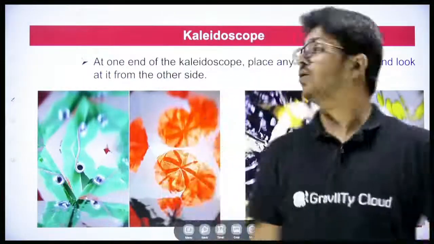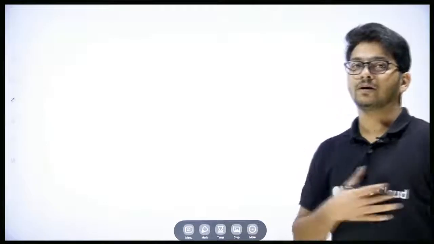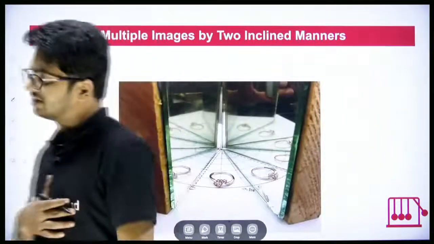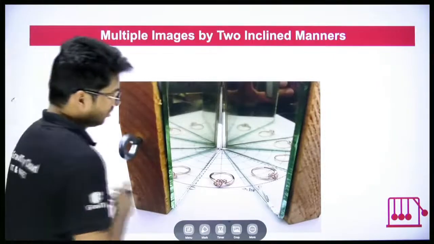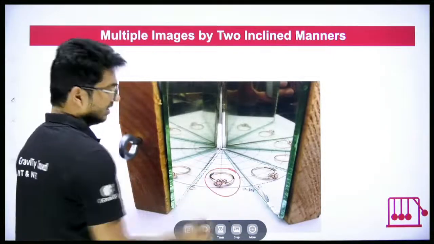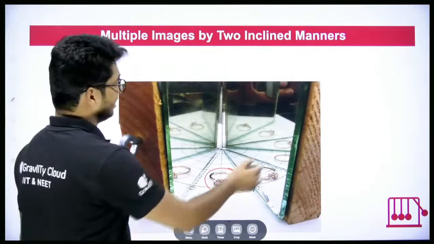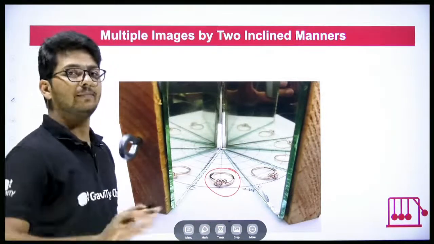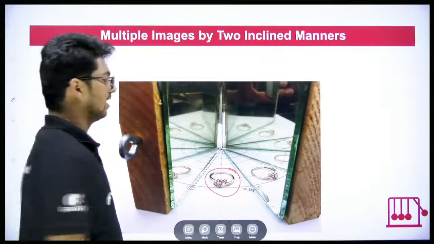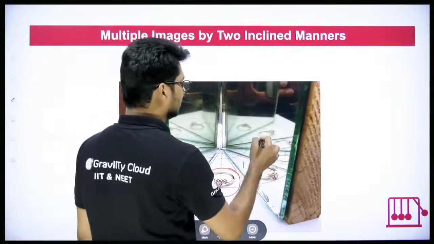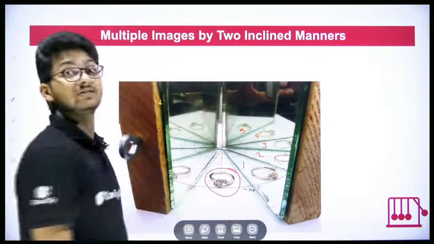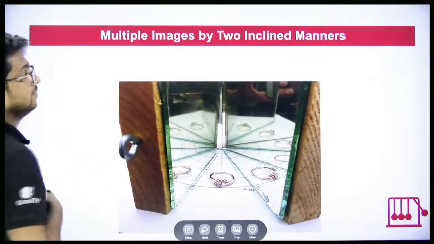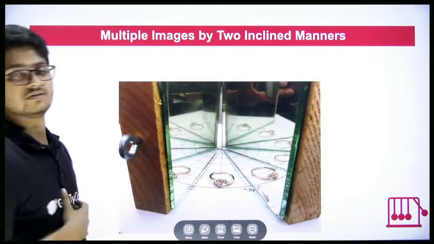Now there is one more topic. That is multiple images by 2 mirrors. Look at this. We have one ring. And how many images? Not one, we have multiple. Multiple means more than one. You have one image here, second image here, third, fourth, fifth, so many images. And how do we get this?